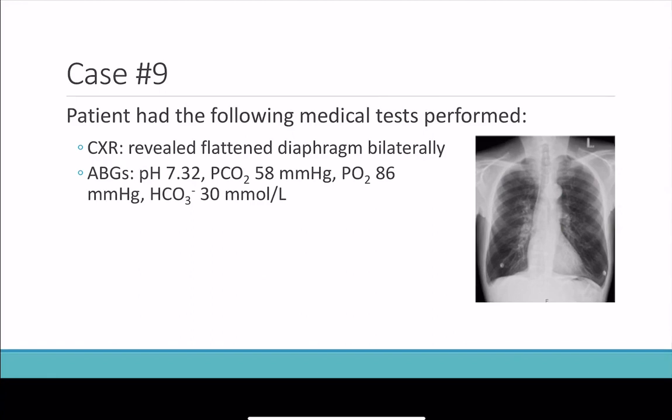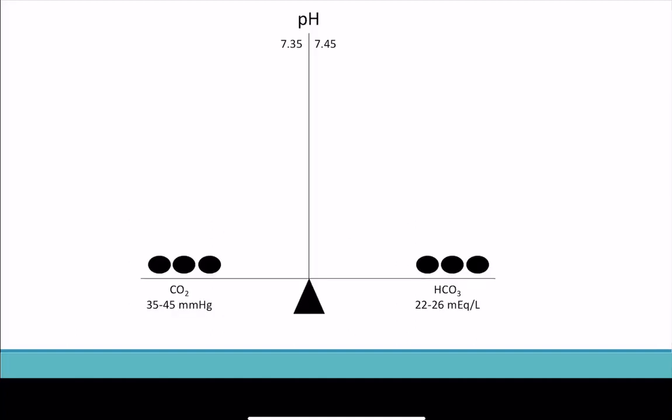They also did an arterial blood gas draw. So they took blood from an artery and these were the values. I would encourage you to try to see if you can diagnose this patient's pH disturbance.